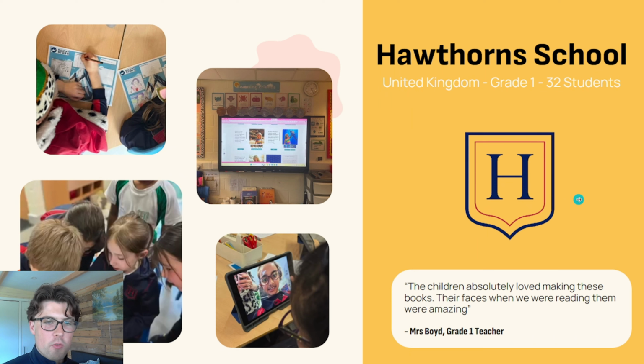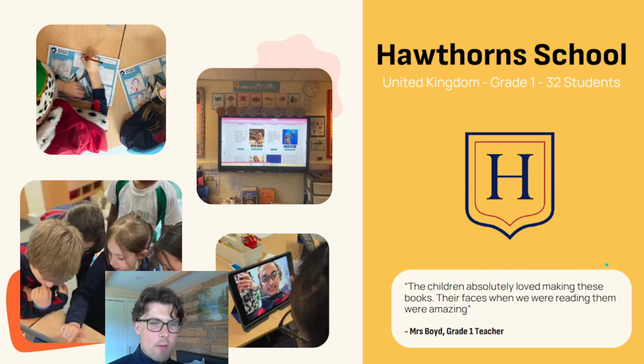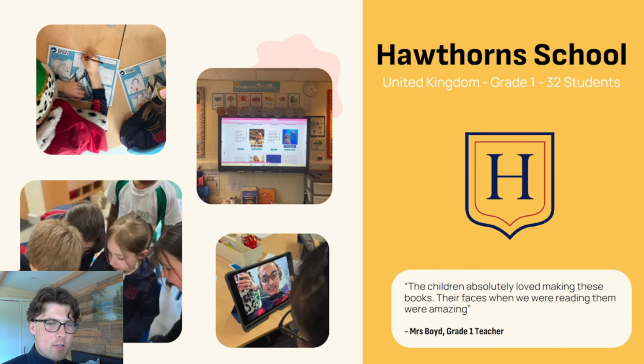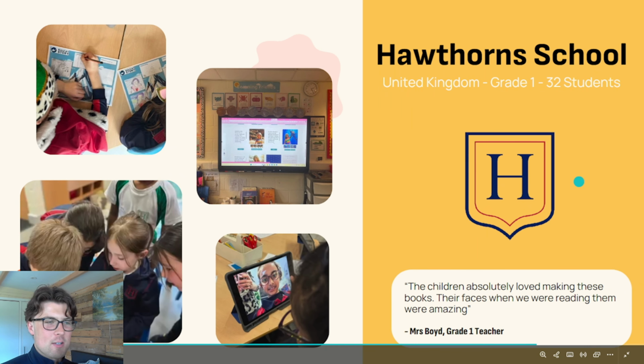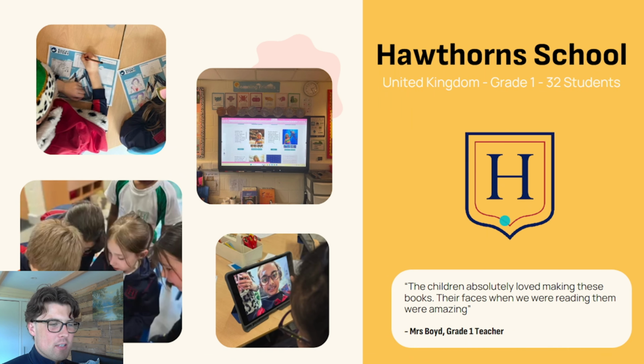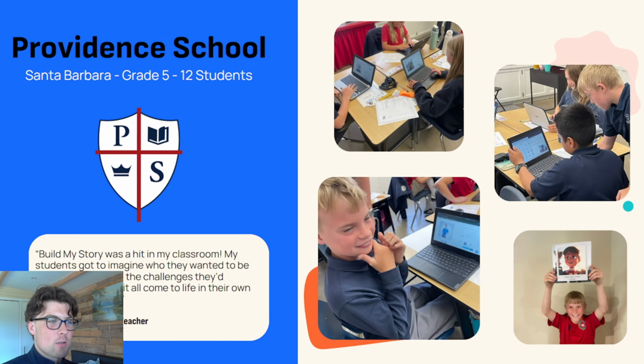I'm just going to show some examples that we ran in schools. So this is Hawthorne Schools in the UK, in Surrey, which is a county in the UK just below London. And this was the first class we actually did it with. These worksheets were year 2, grade 2 levels. You can see the teacher actually made a book up on their screen to start with to show what the students were actually doing in class and they understood it. You can see them interacting on the left here. And then you can see these iPads being used to take photos so they can actually create their characters. And Miss Boyd said the children absolutely love making these books. Their faces when we were reading them were amazing. And that's really awesome to hear.